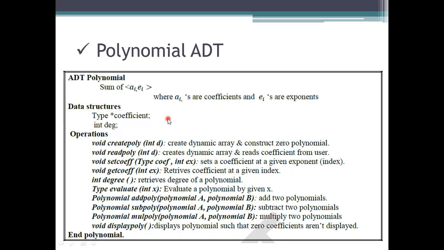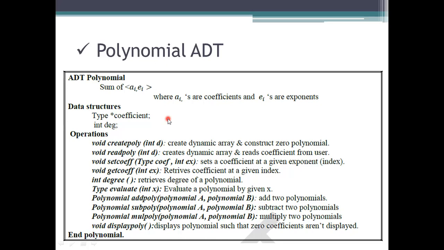Here, if you want to know the coefficient of a particular degree, then we need to go for the next method, that is getCoefficient. And if you want to know the degree of the polynomial you have been using, which is the highest degree of the polynomial, then we use the method int degree.